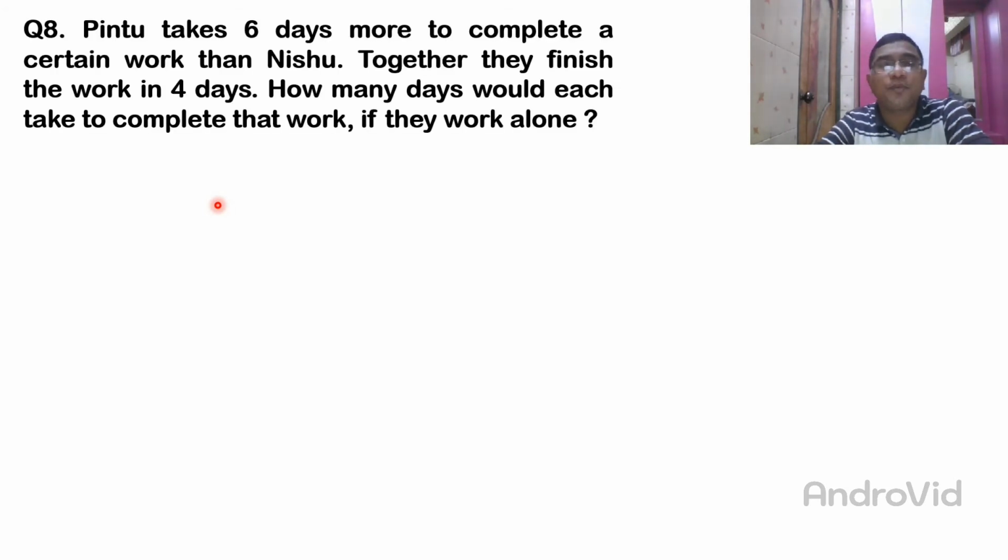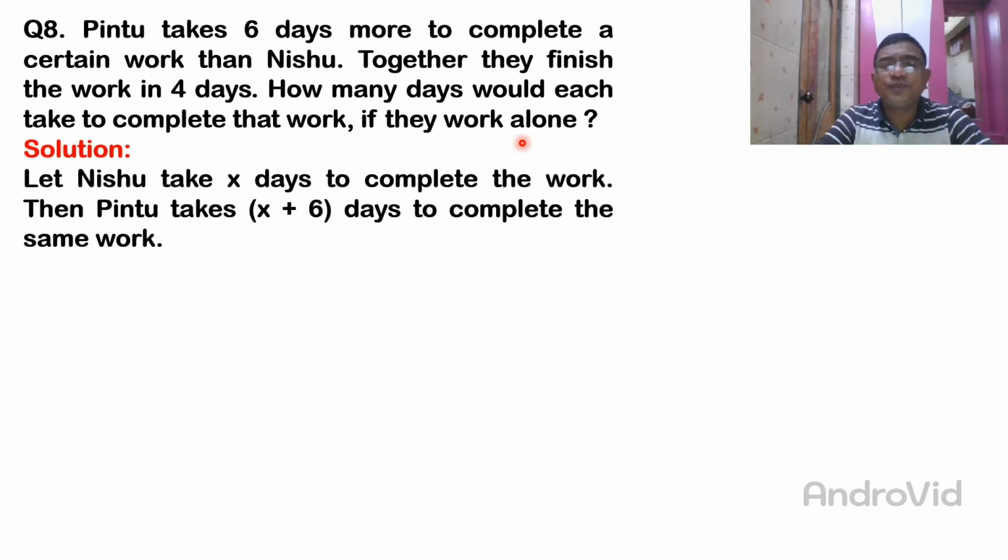So another problem. Pintu takes 6 days more to complete a certain work than Nishu. Meaning Pintu requires more time than who? Nishu. Meaning Nishu can do the work very fast. Okay. Together they finish the work in 4 days. Meaning when Pintu and Nishu work together, they complete the work in 4 days. How many days would each take to complete that work if they work alone?